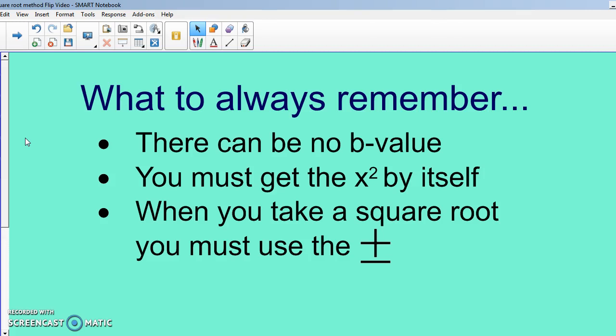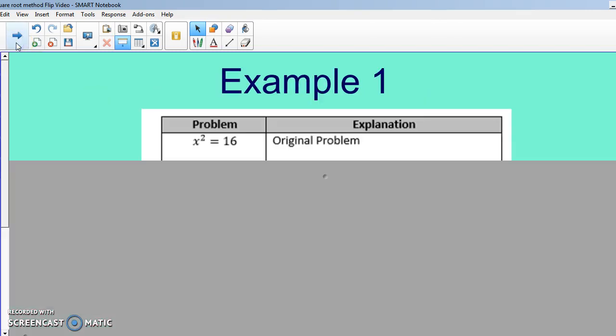You must get the x squared by itself, and when you take the square root, you must use the plus or minus. You need the plus or minus because if you're squaring a negative number, it's still going to give you a positive. So for example, 2 squared is 4, but when you square negative 2, it's also 4. So we're going to take a look at our first example.